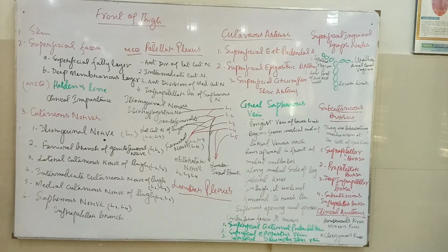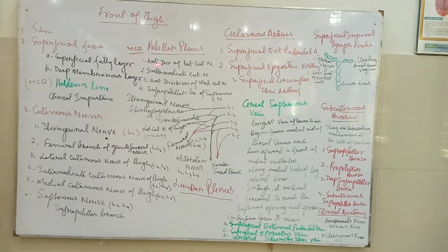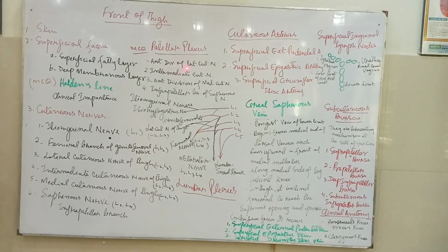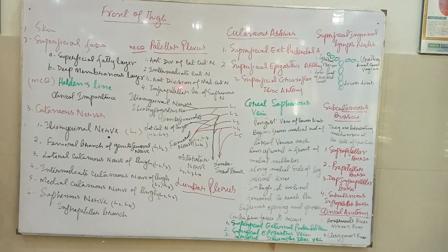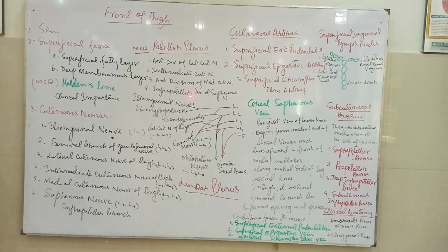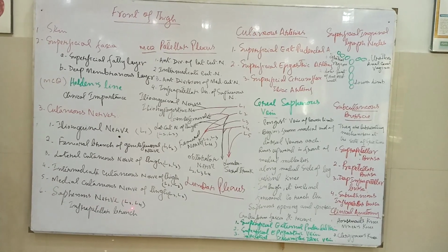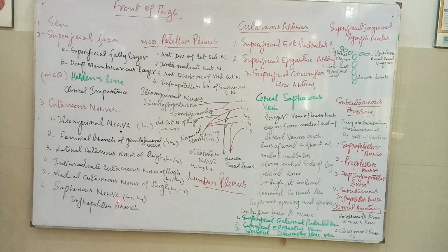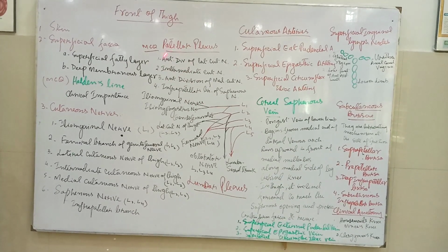And one thing left, the patellar plexus. This is an MCQ. Usually this is asked in an MCQ question. The patellar plexus is formed by the anterior division of the lateral cutaneous nerve of the thigh, the intermediate cutaneous nerve of the thigh, and the anterior division of the medial cutaneous nerve of the thigh, and the infrapatellar branch of the saphenous nerve. The saphenous nerve, which is a branch of the posterior division of the femoral nerve, also gives the infrapatellar branch, which anastomoses with these to form the patellar plexus.